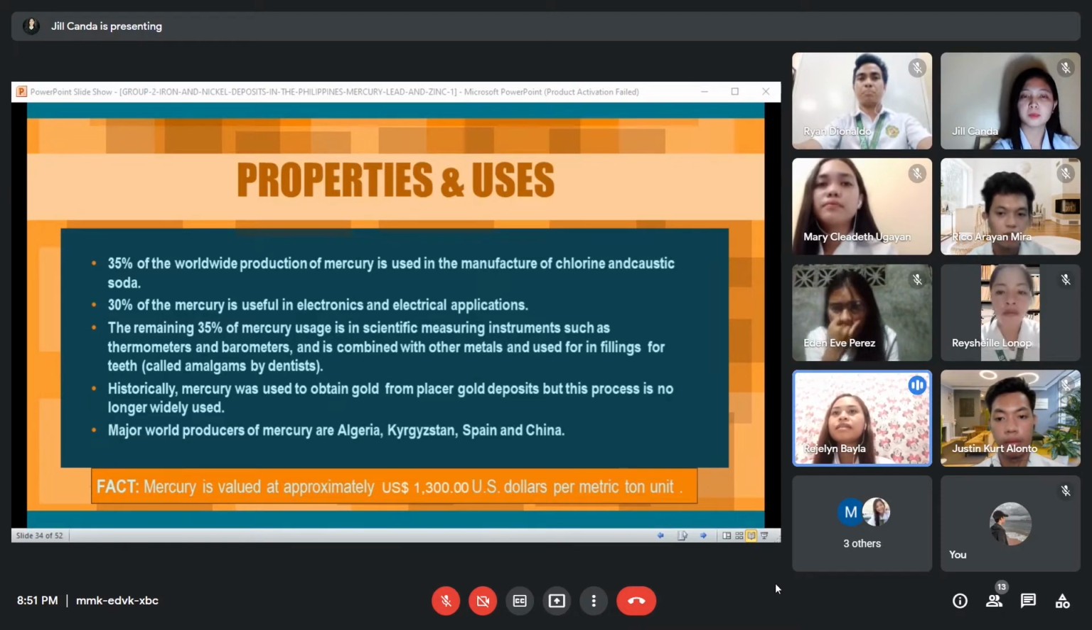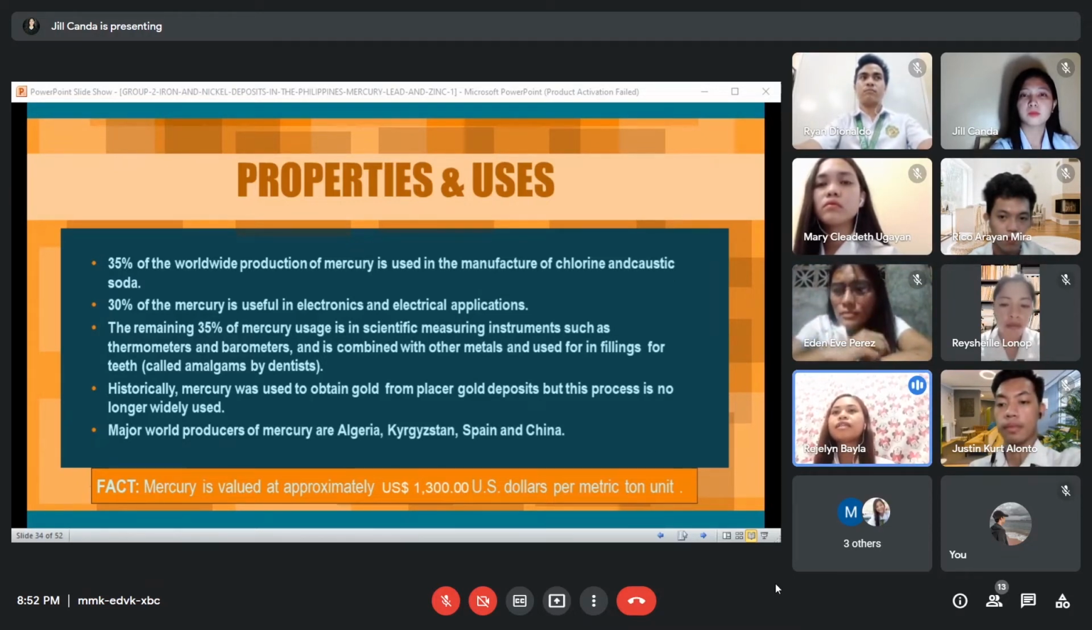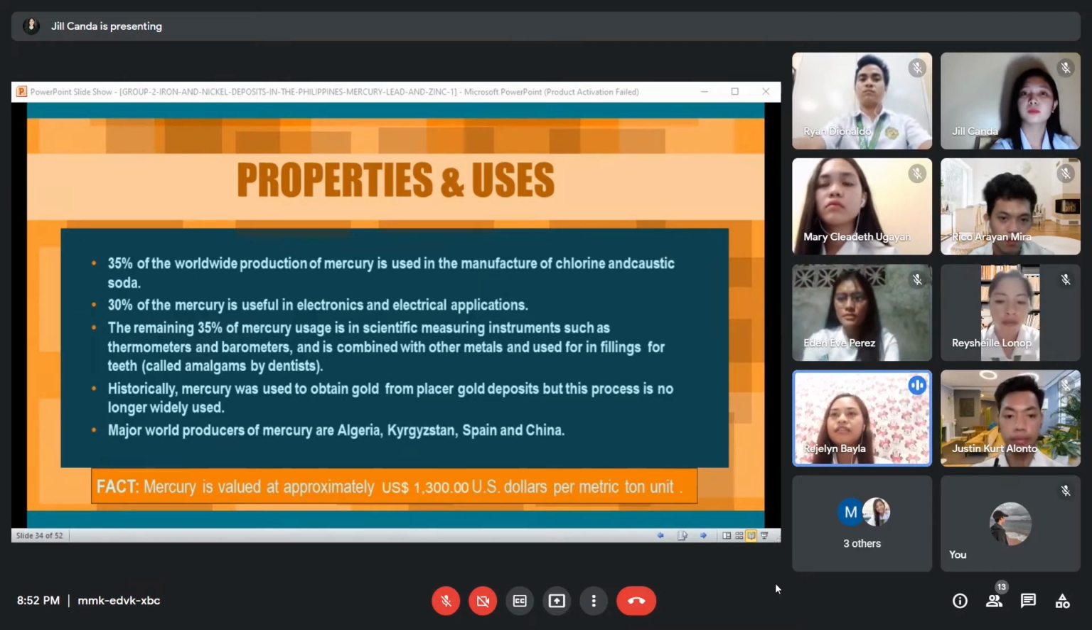Next, 30% of the mercury is used in electronics and electrical applications, because before, mercury was an important ingredient in batteries, but nowadays the newer types of batteries use other metals. Then the remaining 35% of mercury usage is in scientific measuring instruments such as thermometers and barometers, and is combined with other metals and used for tooth fillings called amalgam by dentists.